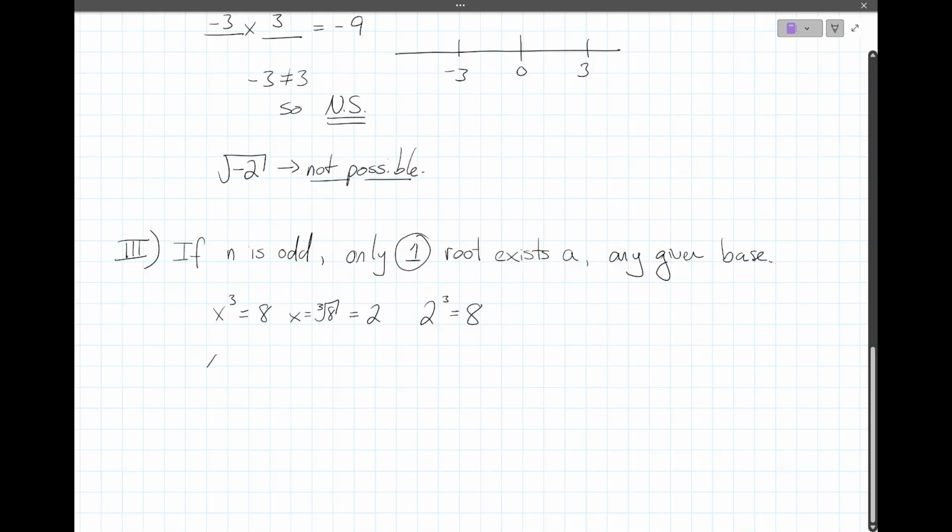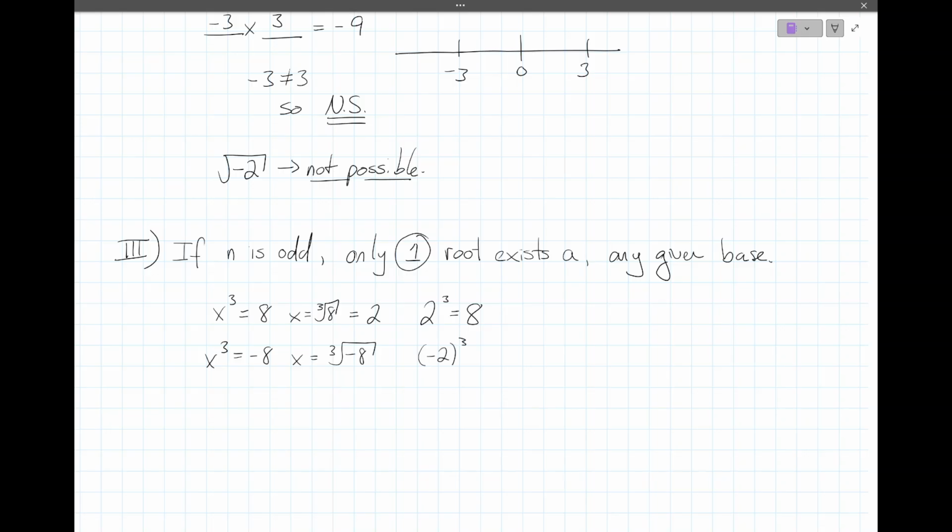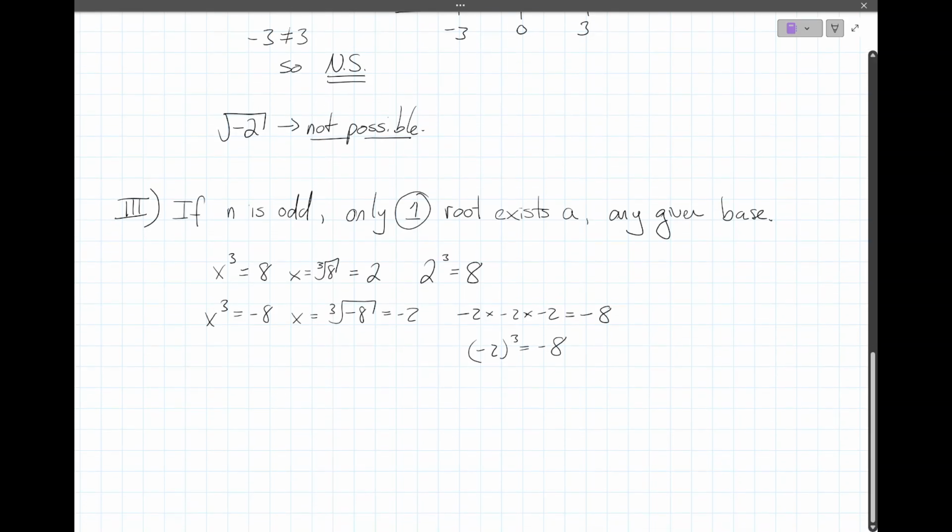So what else does this look like? If I had x cubed equals -8, well then x is equal to the cube root of -8. But this works because this whole thing is equal to -2, because -2 times -2 times -2 results in a negative still occurring, so this will be -8. So -2 cubed is still -8. So with a cube or anything odd, we can get a negative root back.